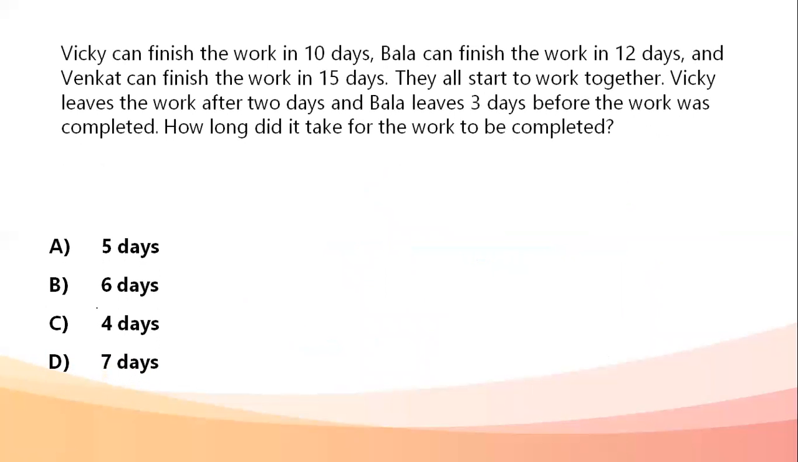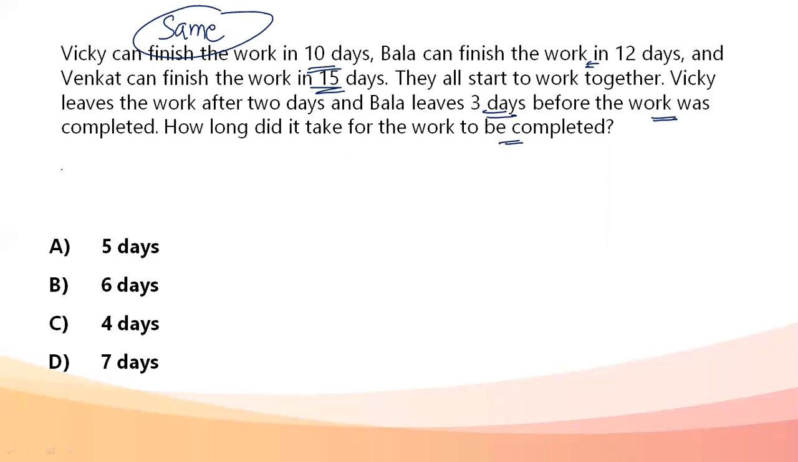Next. Vicky can finish the work in 10 days. Bala can finish the work in 12 and Venkat can finish the work in 15 days. Again, it is always talking about the same work that three of them are doing. They all start to work together. Vicky leaves the work after 2 days and Bala leaves 3 days before the work was completed. Okay, 3 days before the work was to be completed, another person left. How long did it take for the work to be completed?